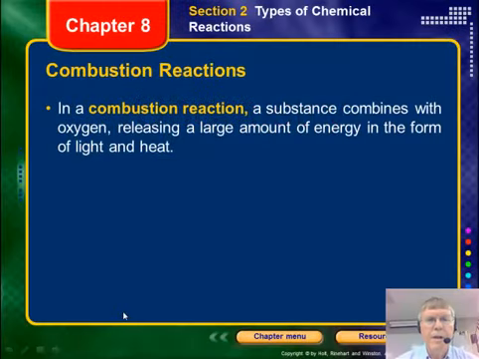This video deals with the fifth type of reaction from Chapter 8, Section 2, so you're almost done. This is combustion reactions. A combustion reaction is when you combine something with oxygen and it releases a large amount of energy, usually in the form of light and heat.